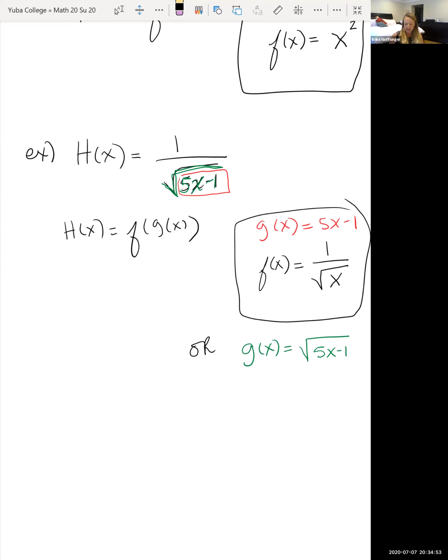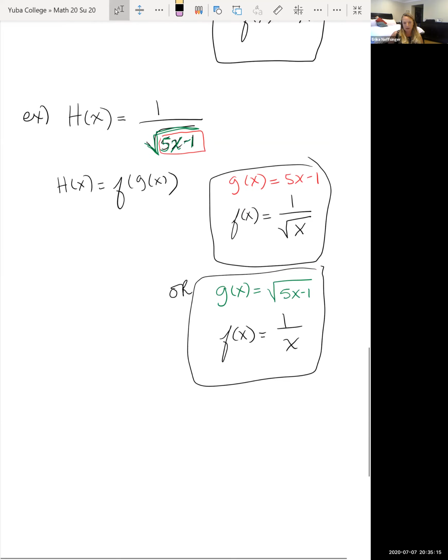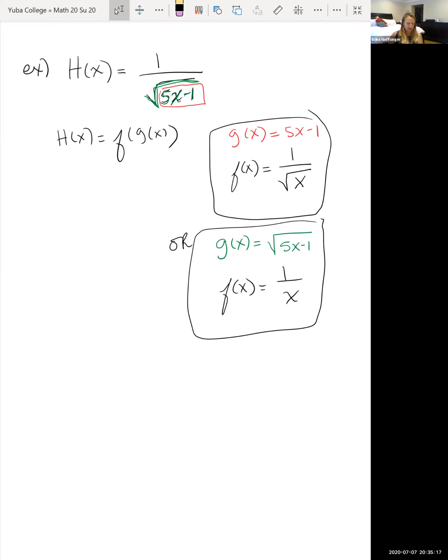So basically for f of x, wherever we see the square root of 5x minus 1, we're just going to rewrite it with just an x. So this would be f of x is 1 over, and then just an x. So it really depends on what you let your inner function be, determines what the outer function is going to be.